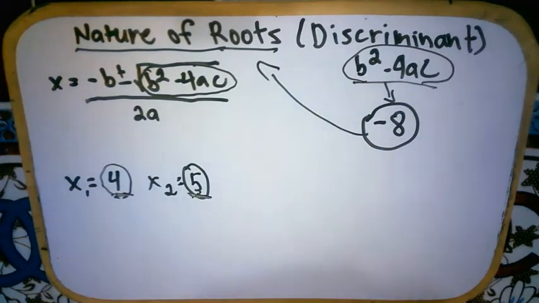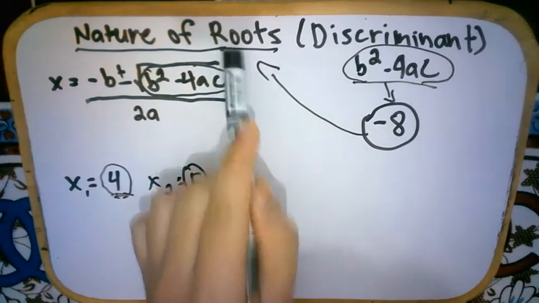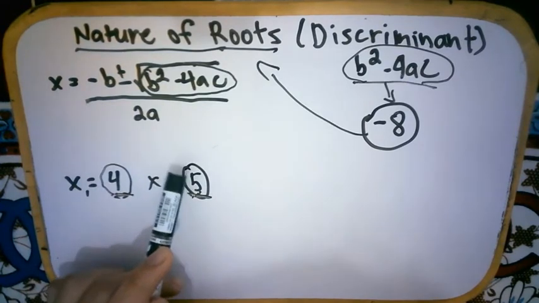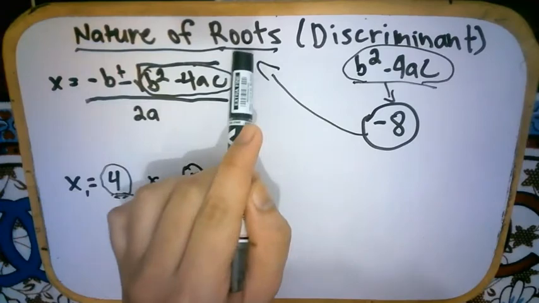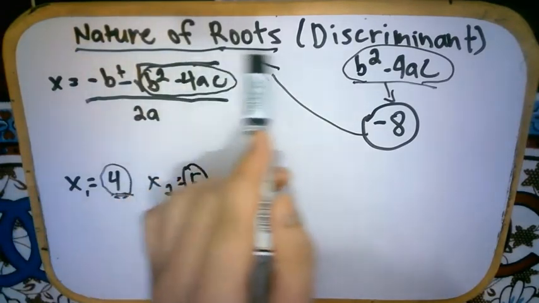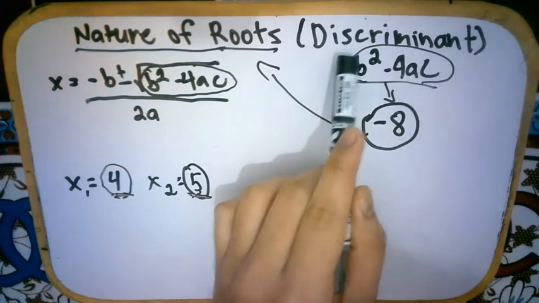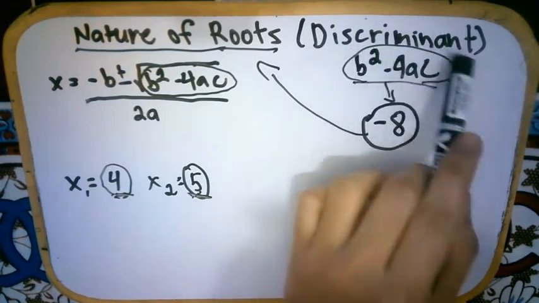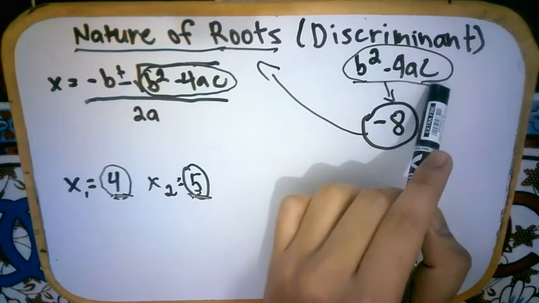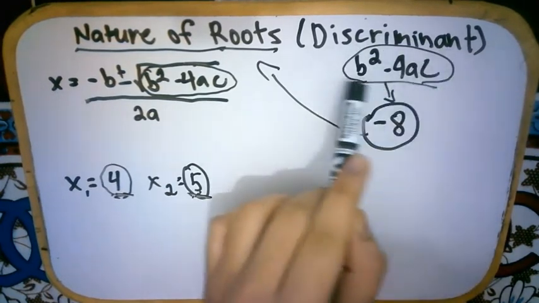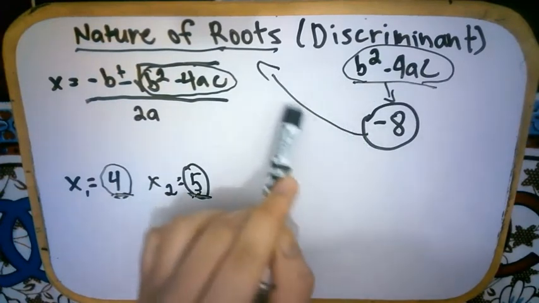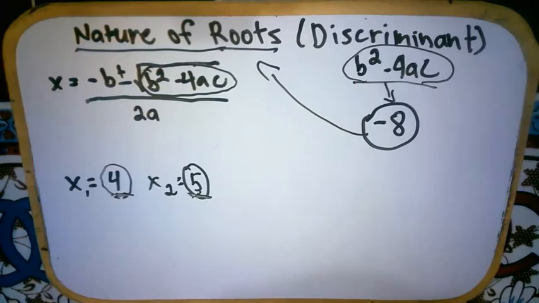Isang mabilisang recap lang. Pag sinabing root, so yan yung sagot kapag nag-solve tayo ng quadratic equation. Pag sinabing nature of roots, so ito yung characteristic ng root. And then pag sinabi nating discriminant, so this is the formula for the discriminant. So, don't forget this. We have b squared minus 4ac. And then ano ang meron sa formula na to? Once we have the value ng discriminant, malalaman natin kung ano yung nature ng root.